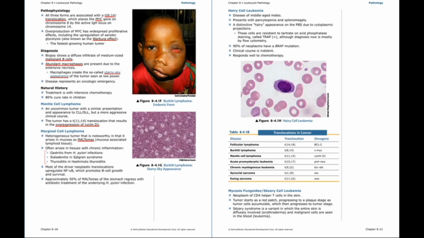Most of the driver neoplastic translocations in the marginal cell lymphomas are upregulation of the NF-kappa B protein, which promotes B cell growth and survival. Quite extraordinary is the fact that about 50% of the maltomas of the stomach will regress by treating the underlying H. pylori infection with antibiotics.